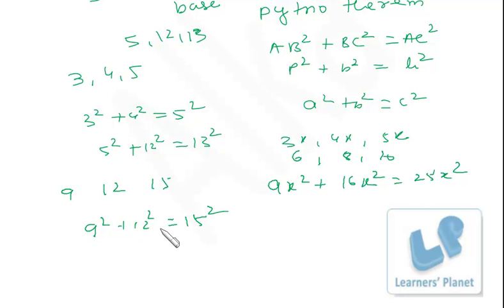So that's an interesting fact. When you have to do certain problems in which you need to assume the dimensions of a right angle triangle, you can take any of these Pythagorean triplets.